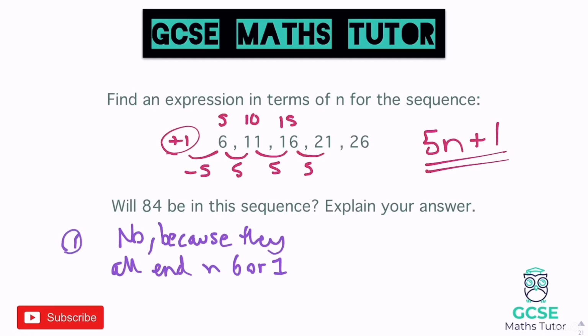There is another way, because it might not be that there's a pattern, so my second option is I can actually just make an equation. I can just say, well, does 5n plus 1 ever equal 84? And that's what that means there. Does 5n plus 1 ever equal 84? And we can solve that.